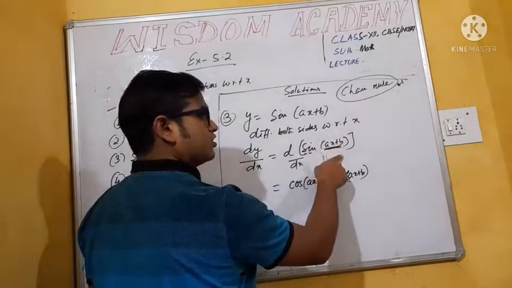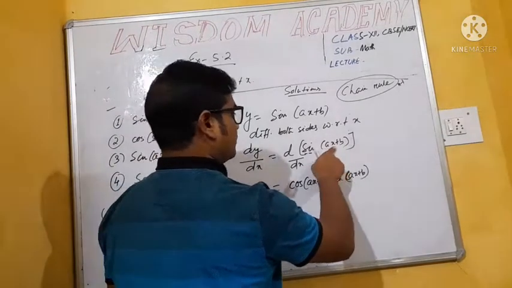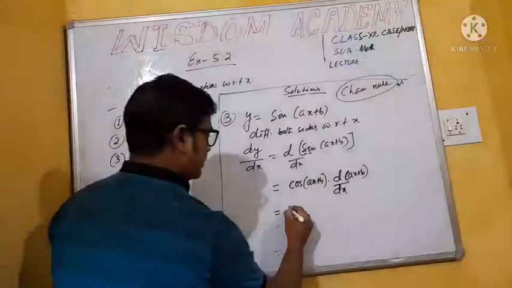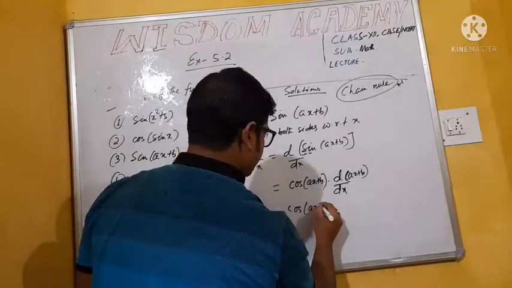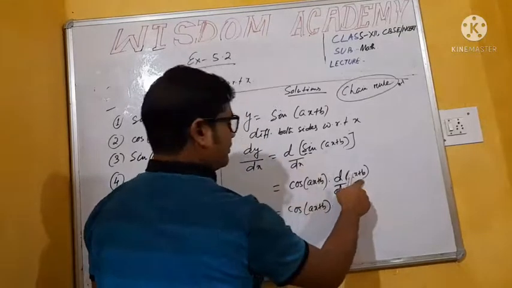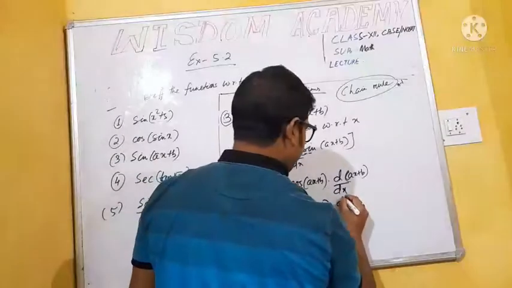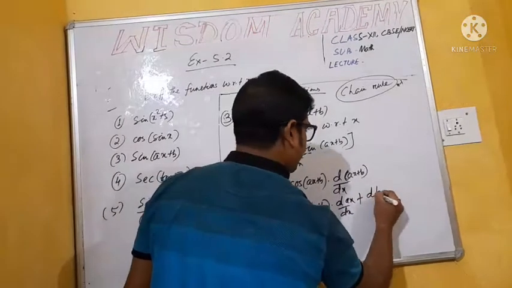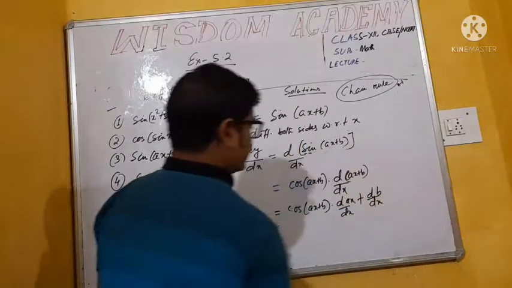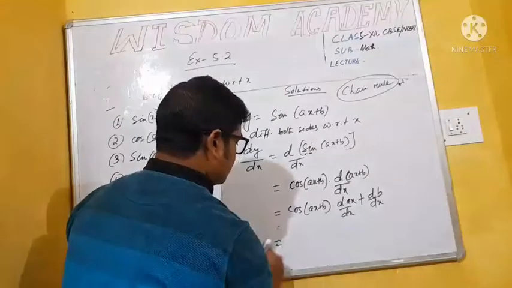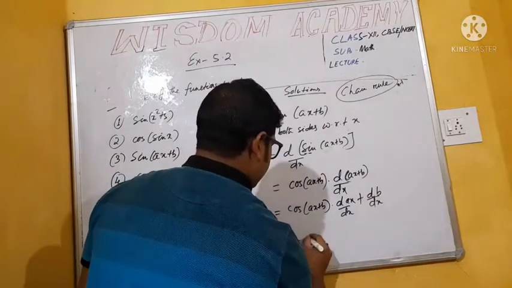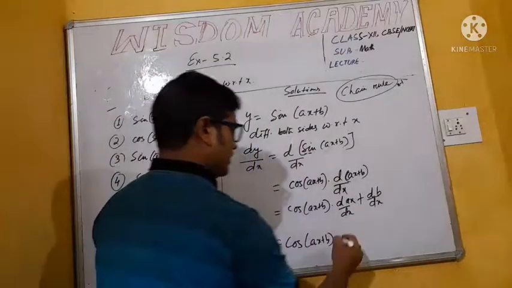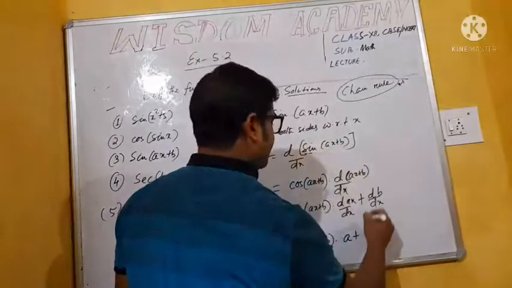Really it is not x. So again derivative of that function, derivative of ax plus b. You can write cos of ax plus b into derivative. So addition rule is applied. Derivative of ax with respect to x plus derivative of b with respect to x. So you can write cos of ax plus b into derivative of x is a plus derivative of b is 0.